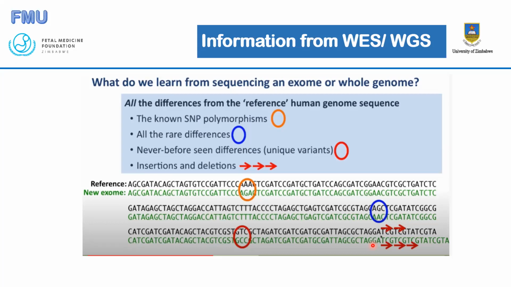Then there are other centers that are saying they've already moved over now. All they are doing is whole exome sequencing. They don't want to waste their time doing the conventional karyotype. They just order the whole exome sequencing straight away, from the word go.